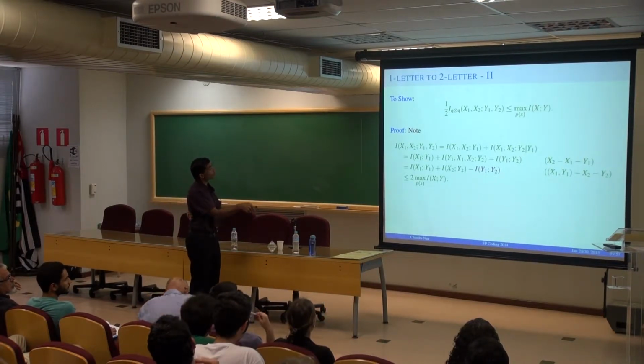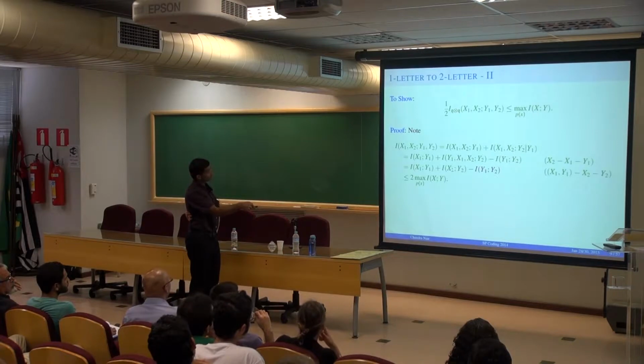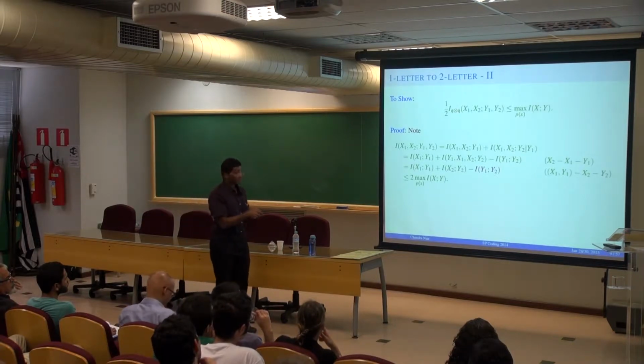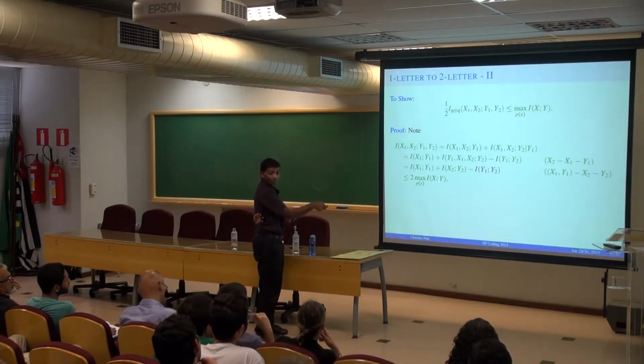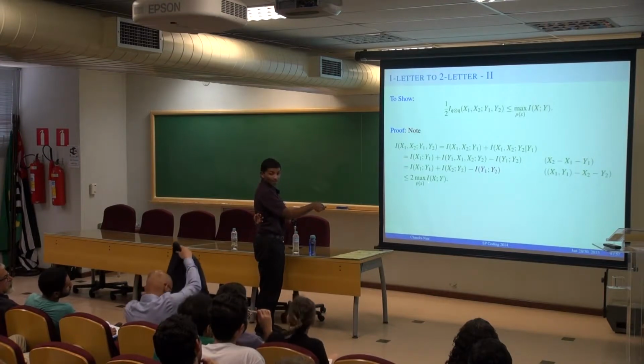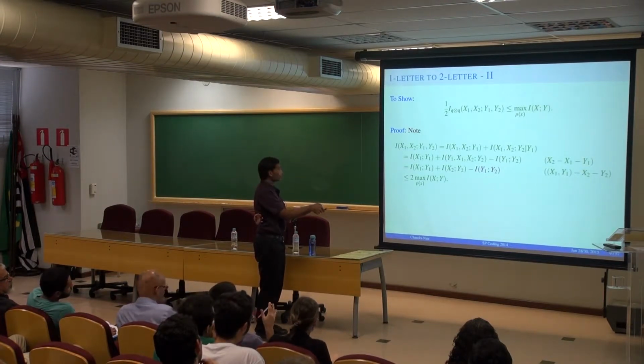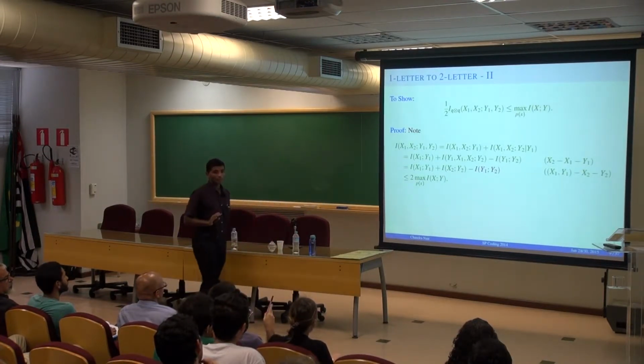So this is a Markov chain, so I can drop this. So I get back I(x2; y2). This term is exactly the same as this. And I have this. And now this term is less than max I(x;y). This term is less than max I(x;y). This term is positive, so it's true. Good?